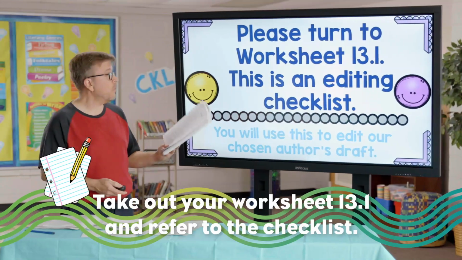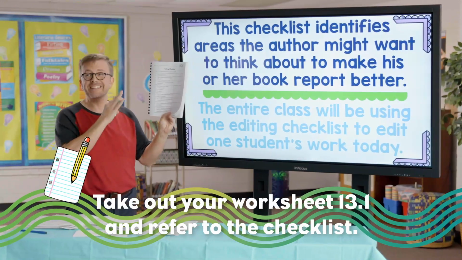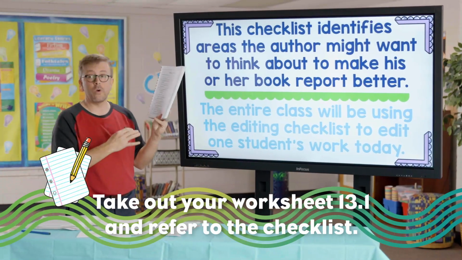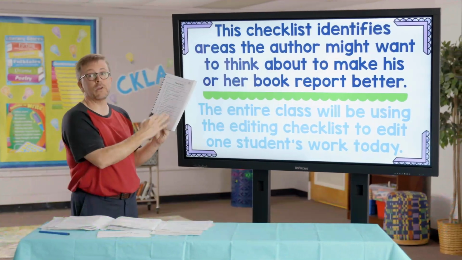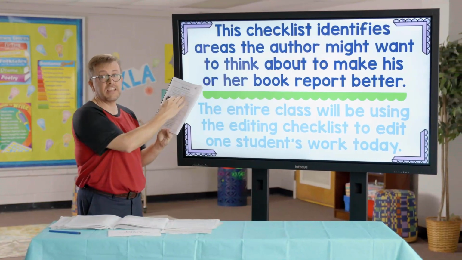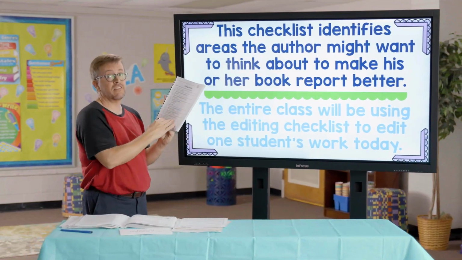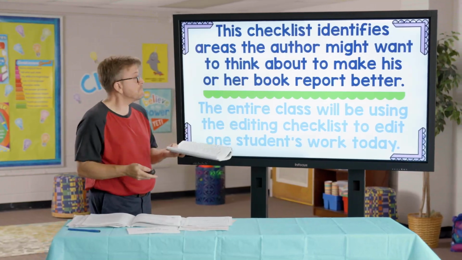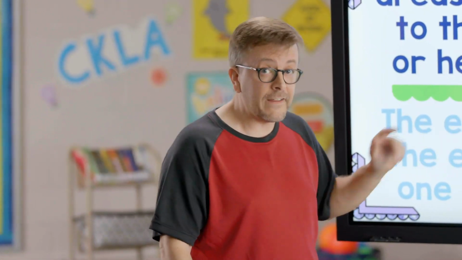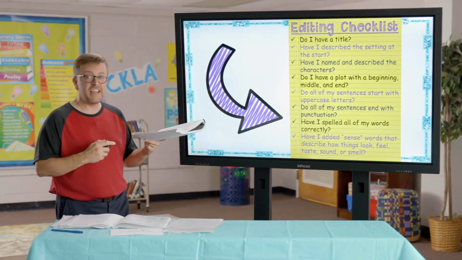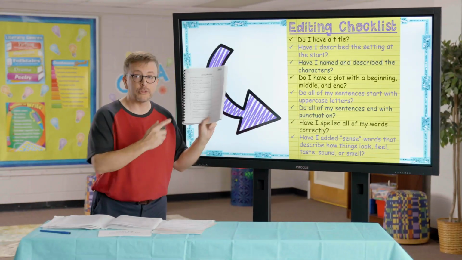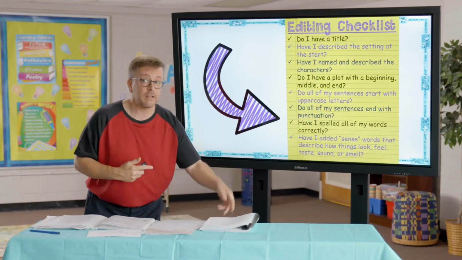And 13.1 is a checklist that's going to identify some areas that authors want to look at when they're writing. And what it's going to do is help us when we look at our writing today to see if my writer has all of these things. They may not. It's okay. You, the entire class out there, are going to be using this editing checklist at home to edit the student's draft that I have prepared for us on screen. All right, so the editing checklist I have here is the same one that's in your book, 13.1. I've just made it a little bit more colorful.